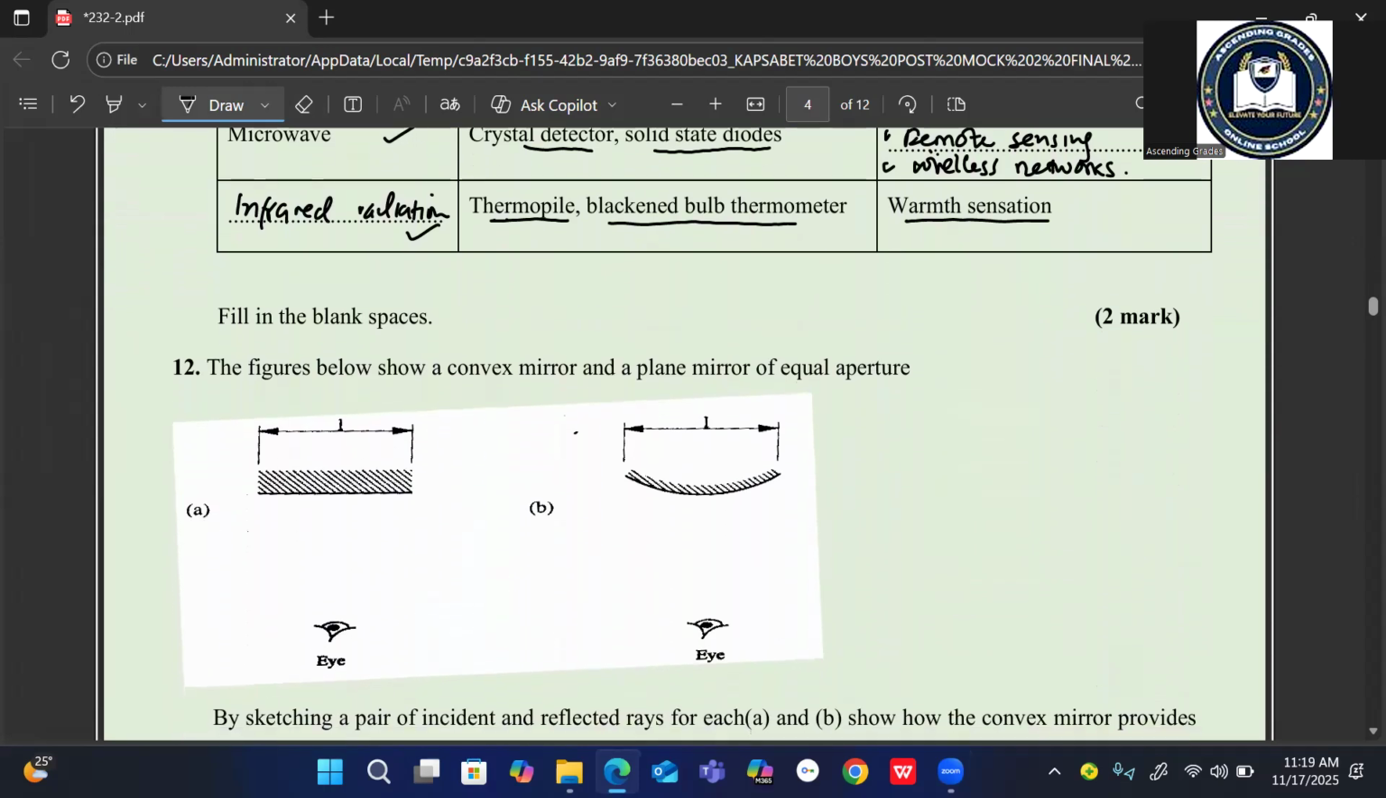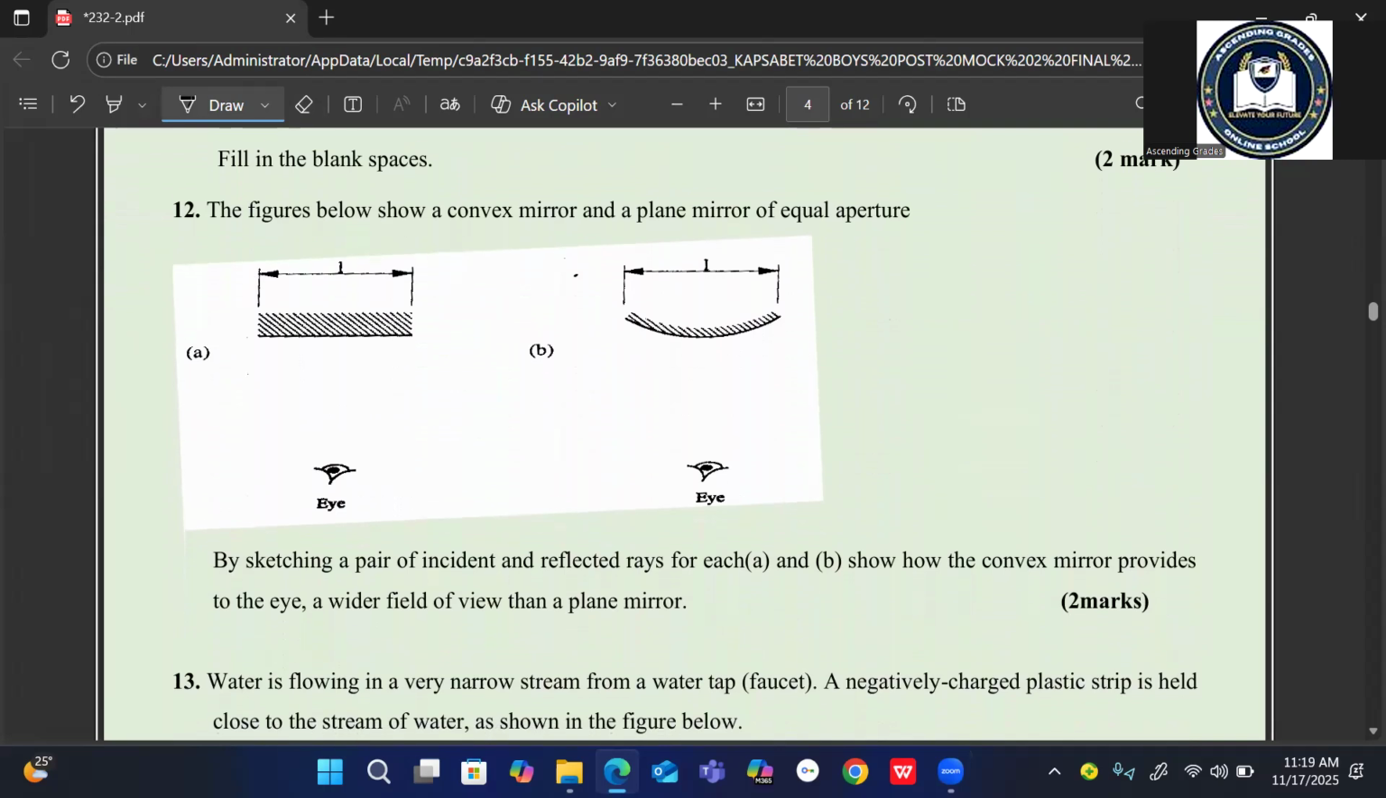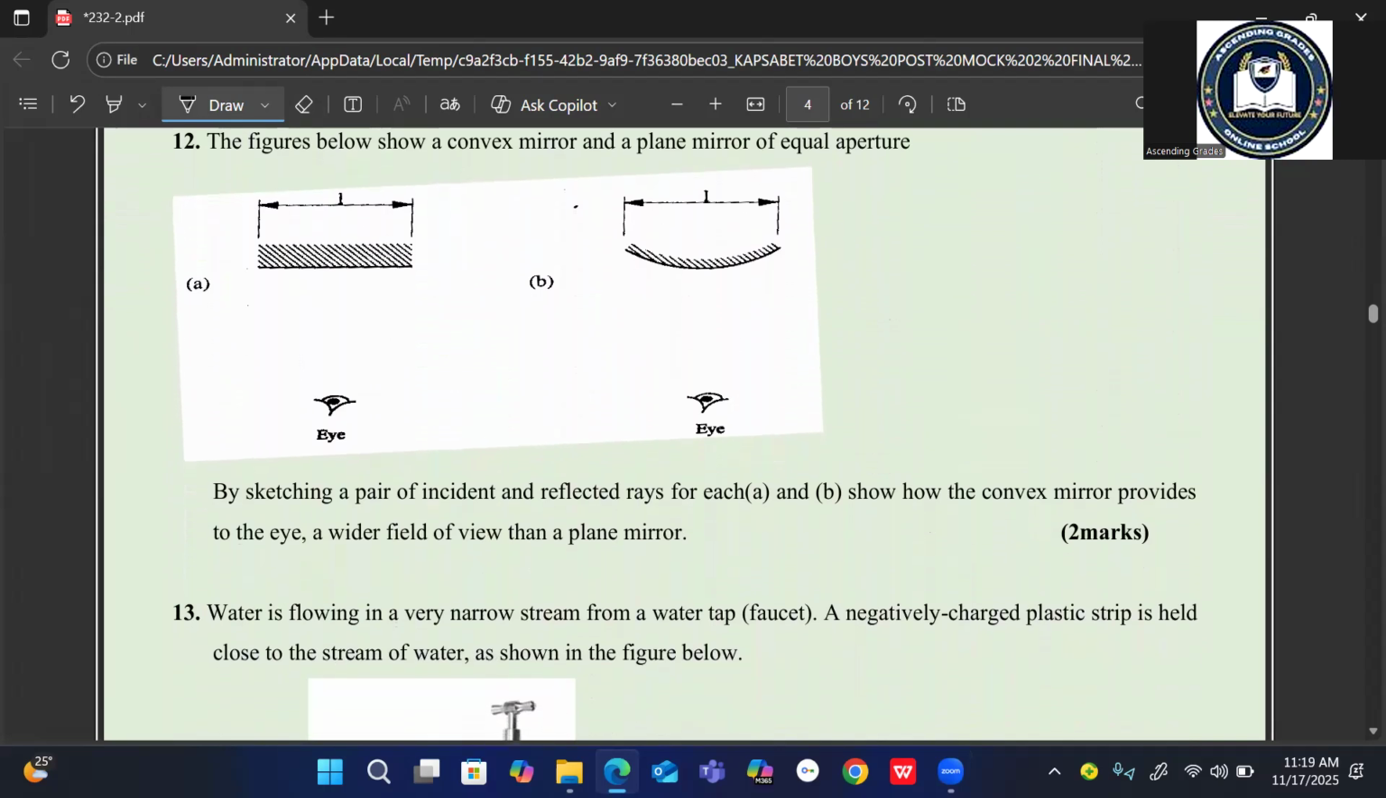The figure below shows a convex mirror and a plane mirror of equal aperture. Then you're told, by sketching a pair of incident and reflected rays for each, A, B, show how the convex mirror provides the eye a wider field of view than a plane mirror.